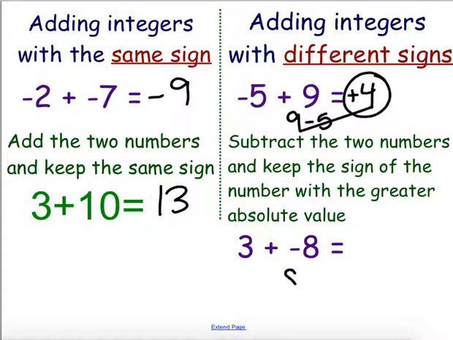And our next one, we would do 8 minus 3 getting us 5. We would say which one has the greater absolute value? Well, that would be -8, so we make our 5 negative. Alright, so we can do it with chips, we can do it with this procedure.